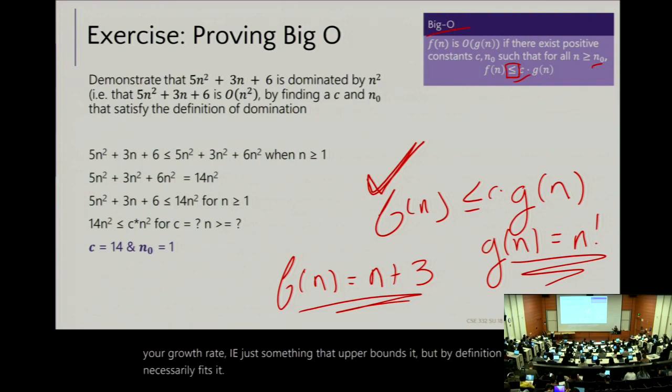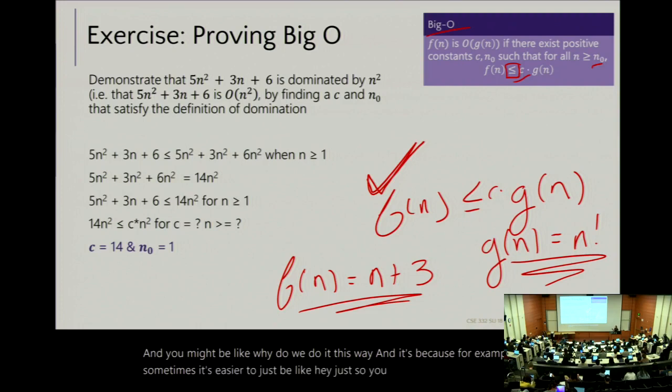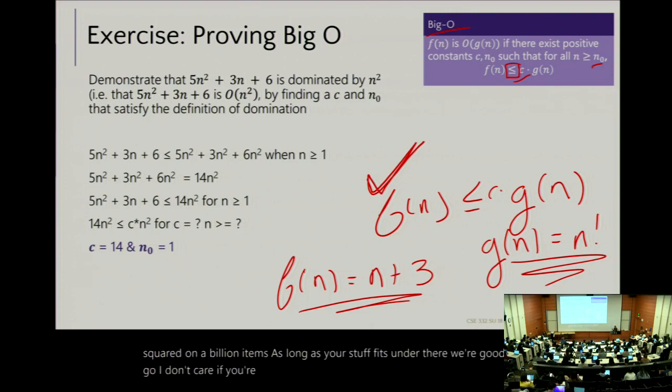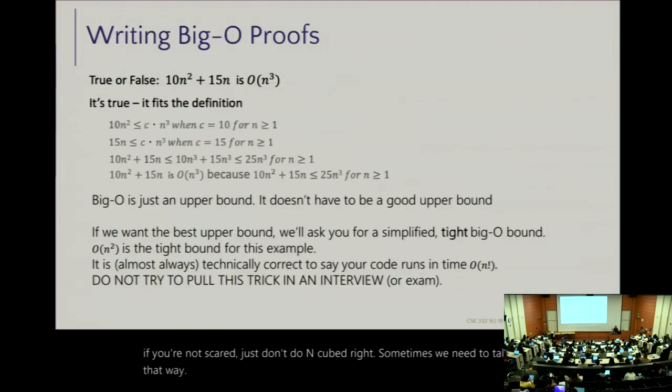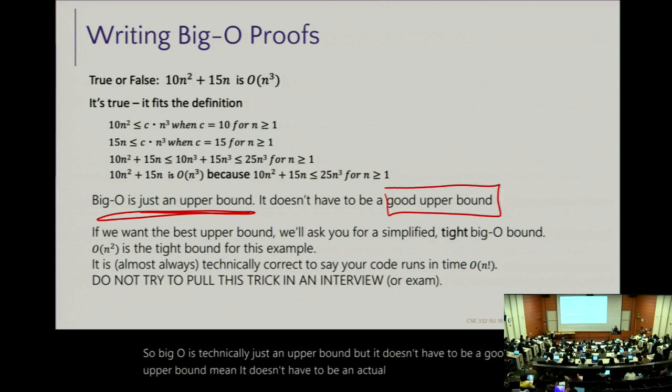And you might be like, why do we do it this way? It's because sometimes it's easier to just say, hey, just so you know, the servers can handle up to n squared on a billion items. As long as your stuff fits under there, we're good to go. I don't care if you're using n, constant, or n squared, just don't do n cubed, right? Sometimes we need to talk in that way. So big O is technically just an upper bound, but it doesn't have to be a good upper bound. It doesn't have to be an actual fit. It's an upper bound. Yes.